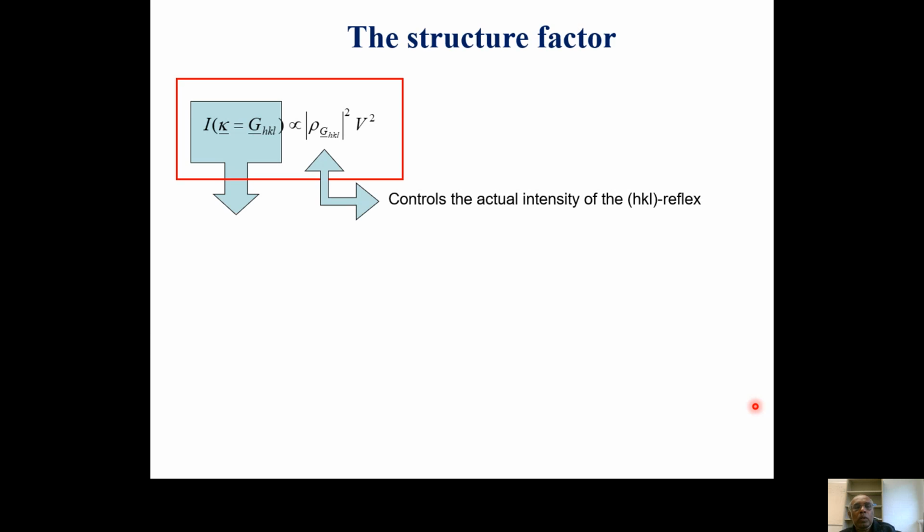Now we are going to look at something very important, the structure factor. So this is the condition we got, right? This is the Bragg condition. Then you get your intensity as the Fourier transform of your electron density. This is the volume of this one. But we only have to consider this part. That's the only thing. So this controls the actual intensity of the reflection. That's why we need to calculate this rho HKL.